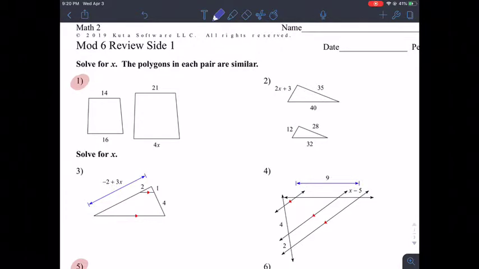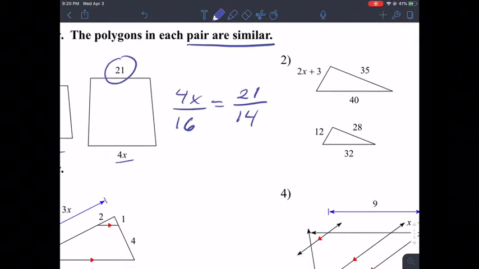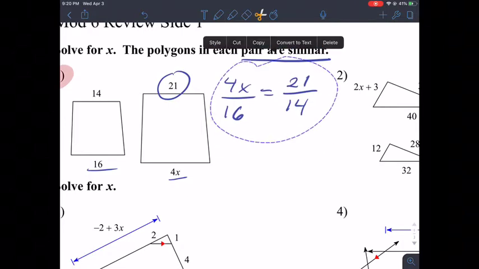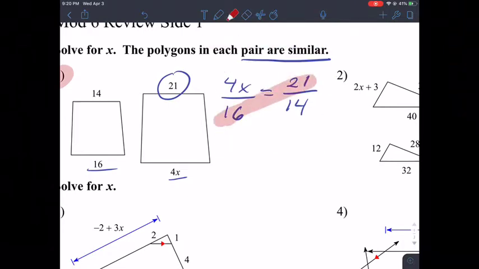you know that the polygons are similar. So what you're gonna do is you're just gonna compare them. So I know 16 goes with 4x, so I'm going to do 4x first over 16. And then I know the other two are similar. Since I picked 4x first, that means I have to pick 21 first over 14. Yes, you're going to cross multiply. So multiply those two numbers, multiply those two numbers.